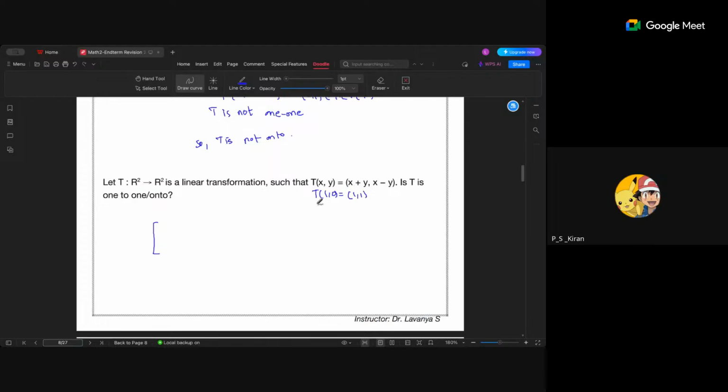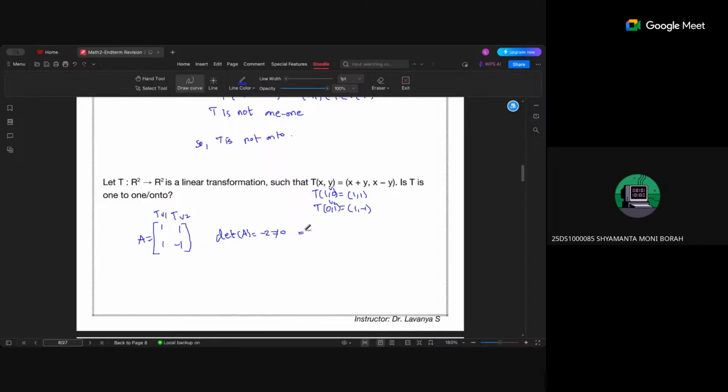1, 1, 1, and 0, 1 is 1, minus 1. So the matrix is 1, 1, 1, minus 1, right? So this is T(v1), T(v2). Now, what is the determinant of this matrix? It is minus 2, and non-zero.